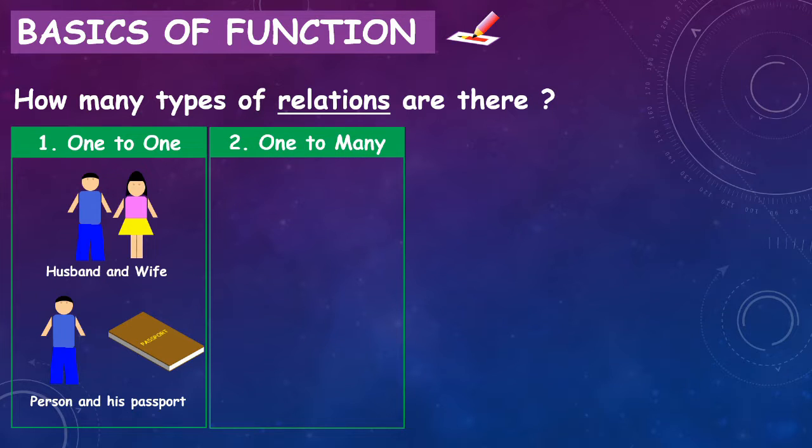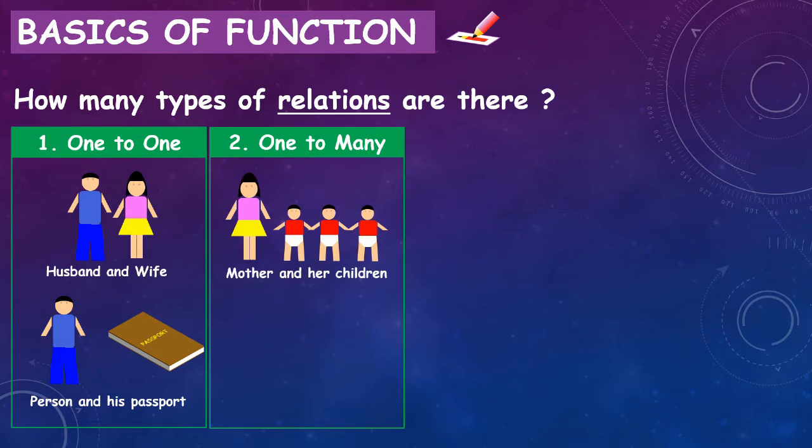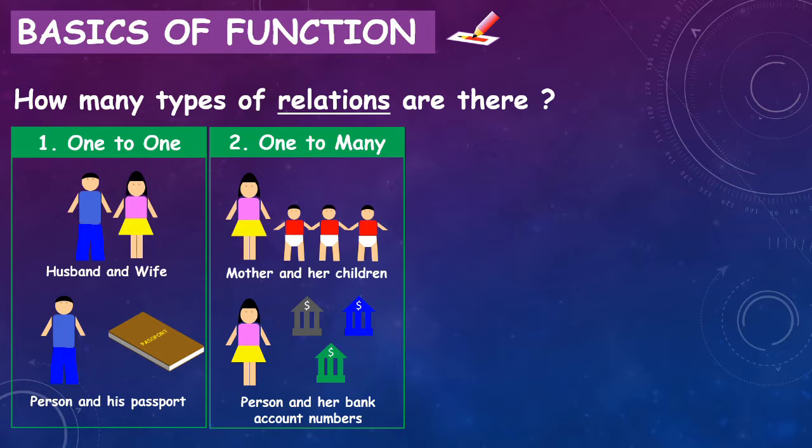Another type of relation is one to many. An example of this is a mother and her children. A mother can have many kids, many children, but every single kid can only have one mother. So this is one to many. Another example is a person and her bank account numbers. A person can have many bank account numbers, but every single account number belongs to only one person.